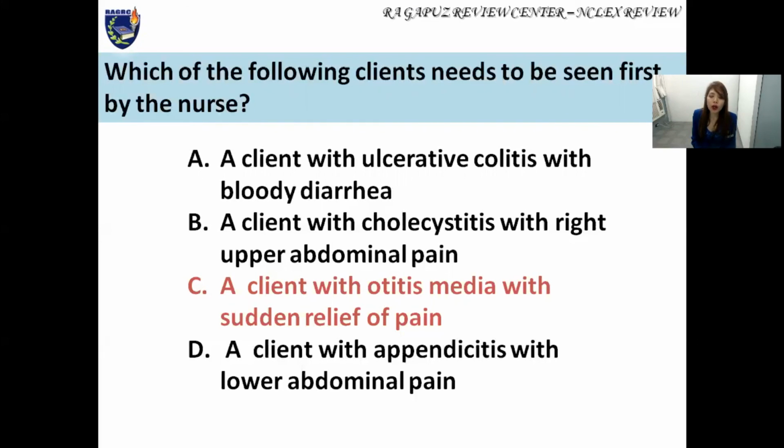Why? Remember, not all relief of pain is a positive sign. There are instances of relief of pain or relief of conditions where the client is manifesting that they are being relieved from pain but is presenting a negative condition or acute complication. For example, a client with otitis media with sudden relief of pain may mean eardrum perforation. Another example, a client with appendicitis with sudden relief of pain may mean rupture of the appendix, which can lead to a life-threatening complication.